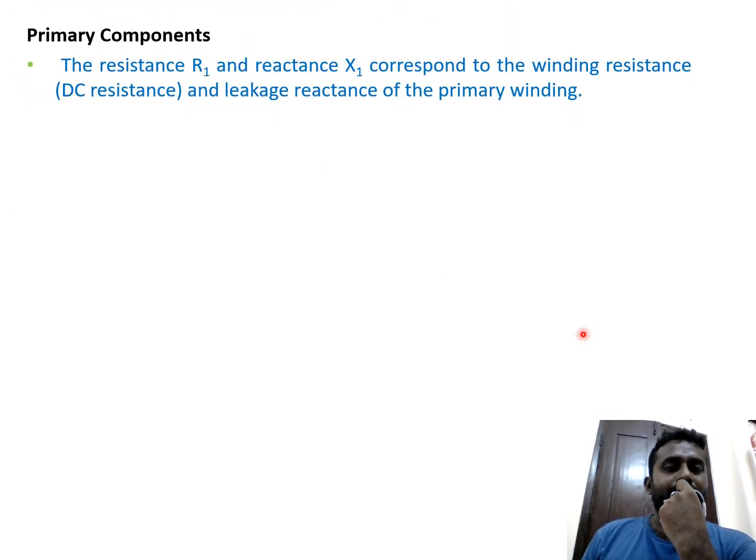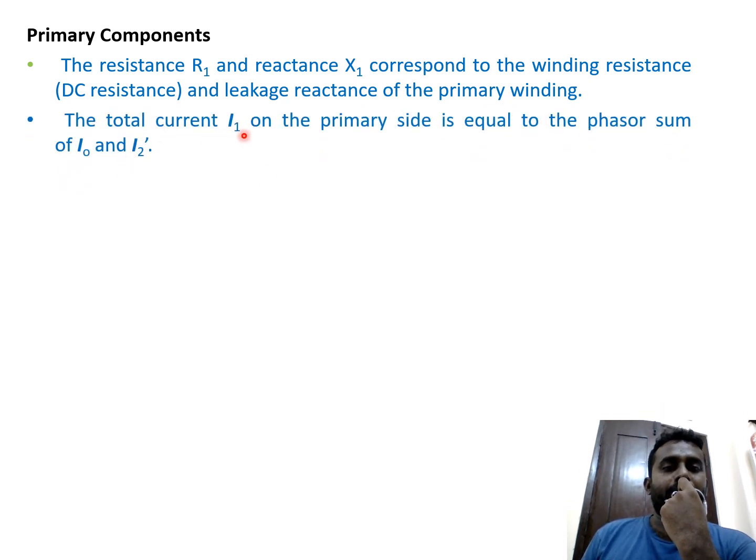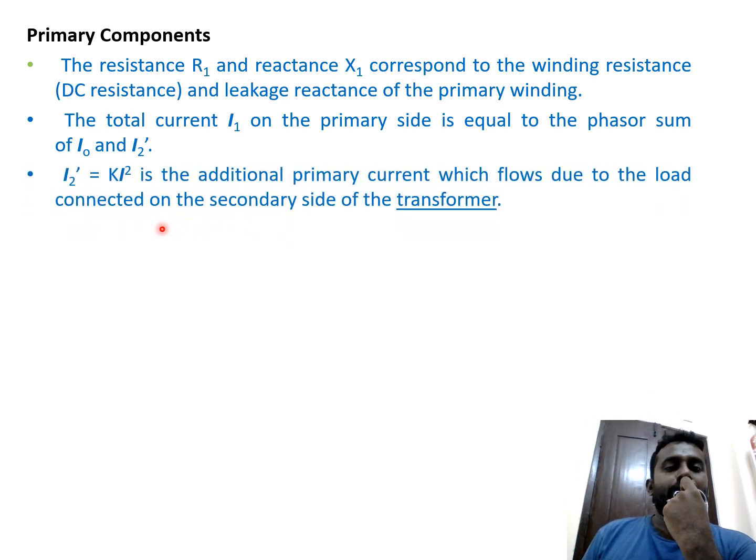What are the primary components? As we have seen already, R1 and X1 correspond to the winding resistance and reactance of the primary winding. The total current I1 on the primary side is equal to the phasor sum of I0 and I2 dash, where I0 is the no load component and I2 dash is the current flowing in the primary winding. The total current is the vector sum of I0 and I2 dash. We'll see it in the circuit as well. Now I2 dash is equal to K into I2, the additional primary current that will flow due to the load connected on the secondary side.